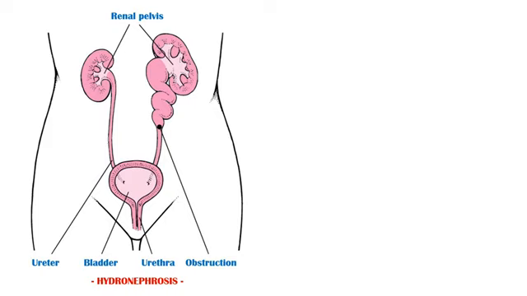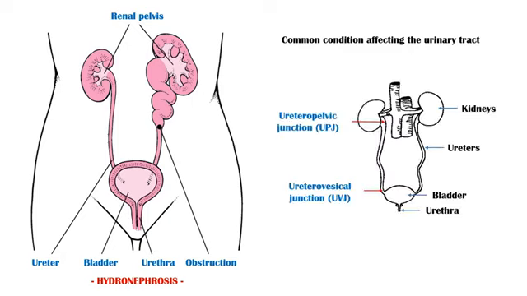Hydronephrosis is a common condition affecting the urinary tract. The urinary tract consists of the kidneys, ureters, bladder, and the urethra. The ureteropelvic junction is the site where the kidneys and the ureters join. The ureterovesical junction is the site where the bladder and the ureters join.